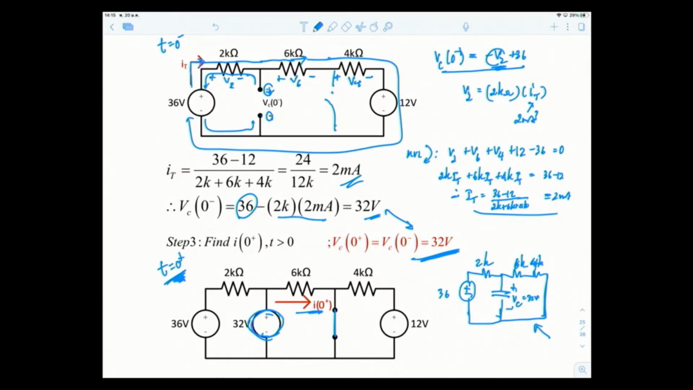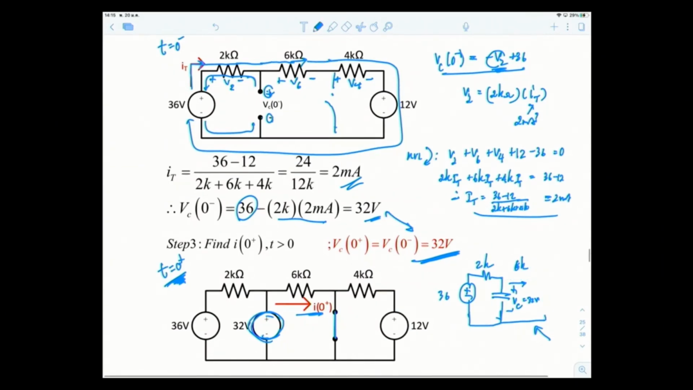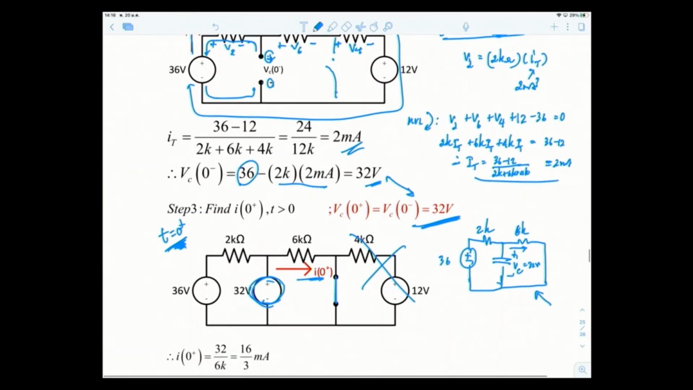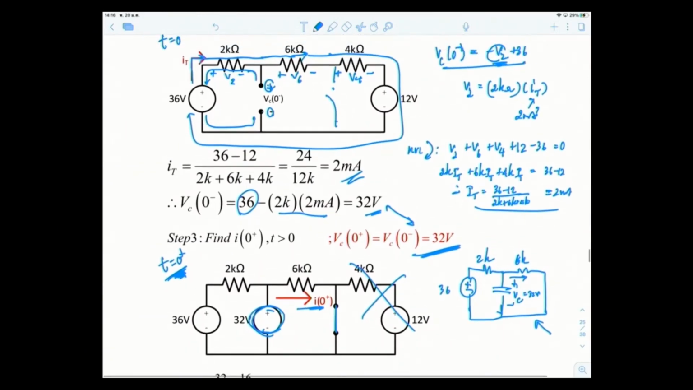So you want to find this here. Oh, sorry, 4K is not here. Sorry, I drew it wrong. It should be simply, it's shorted by 6K right here. So this is not in the picture. So if that's not in the picture, what is I0 plus?